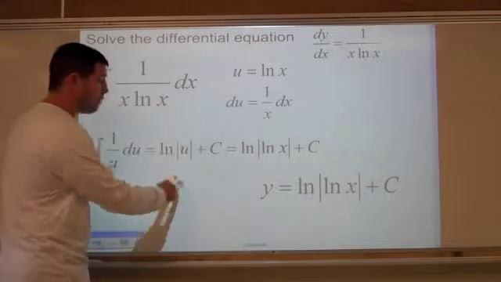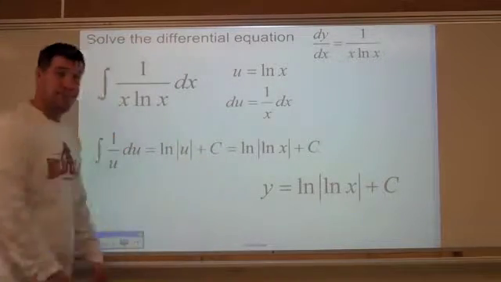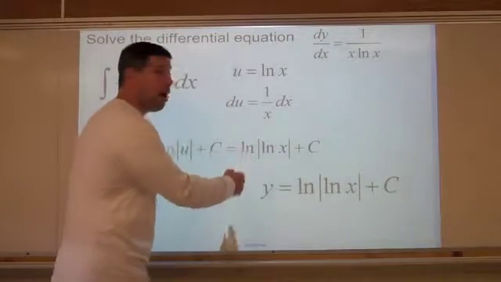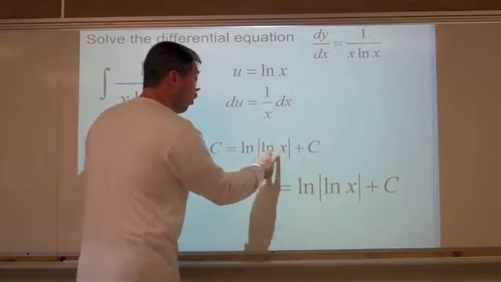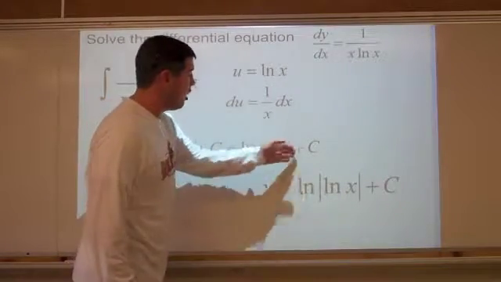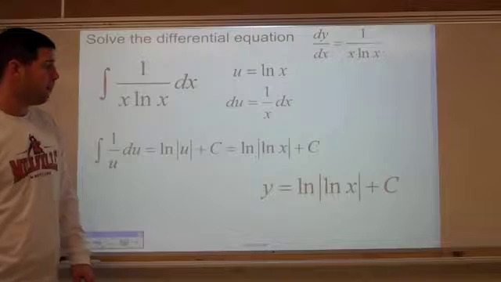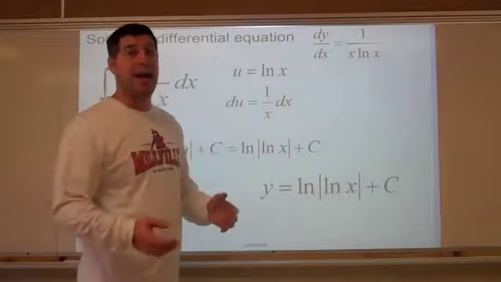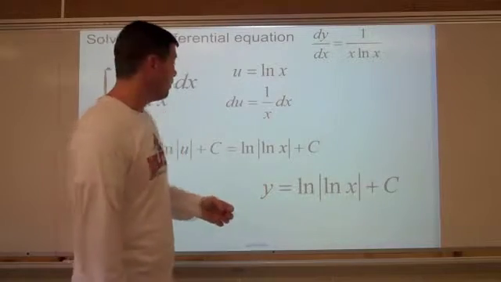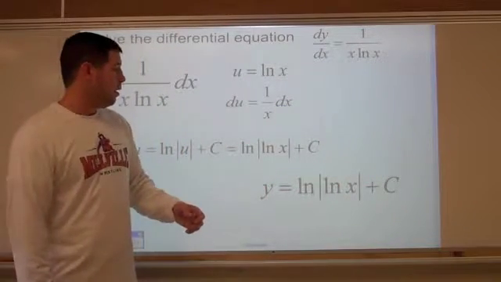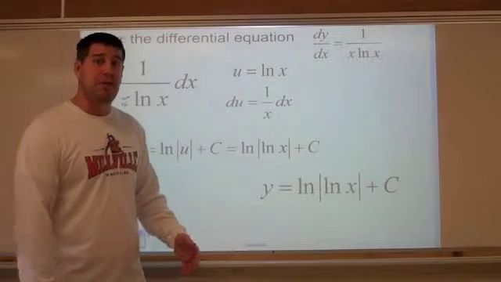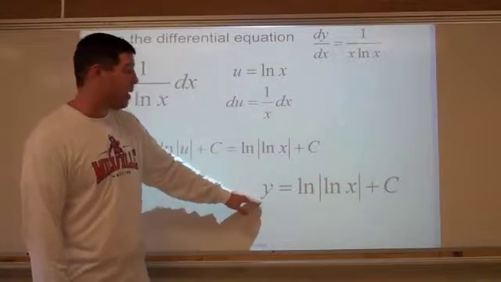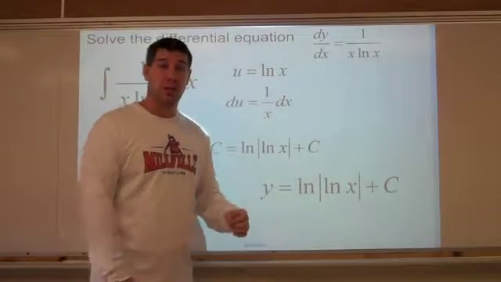Anti-derive, you get natural log of absolute value of u plus c. Back substitute, you get natural log of absolute value of natural log of x plus c. And you do need the absolute value signs here because you can have a natural log that's a negative number. Then you want to go back and say solve the differential equation. So you want to write it as y equals in the end. When it's asking you to solve a differential equation, it wants a y equals equation.